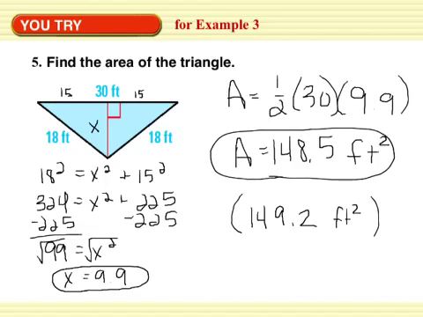Alright, I found my altitude as 9.9, so I rounded. I plugged in 9.9 to the area formula. Area equals 1/2 times base times height. That's a 9.9. I got 148.5 feet squared.